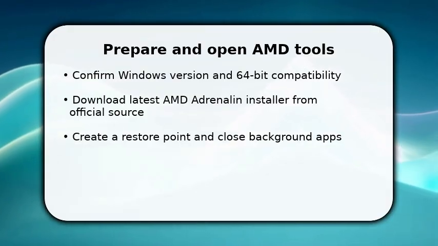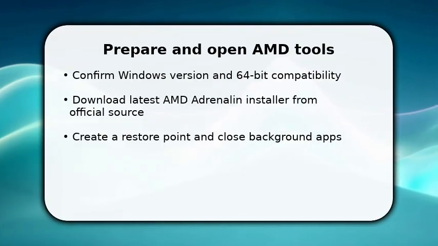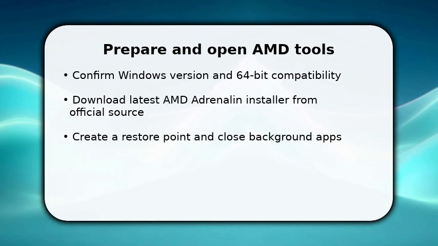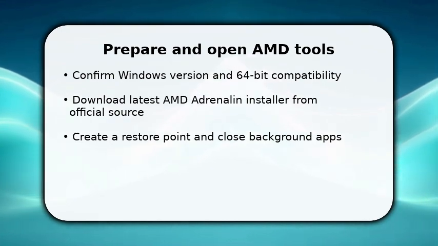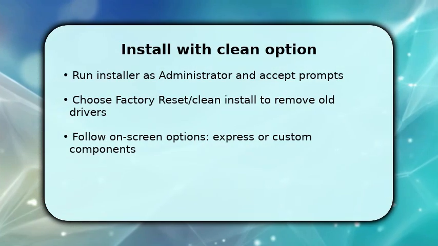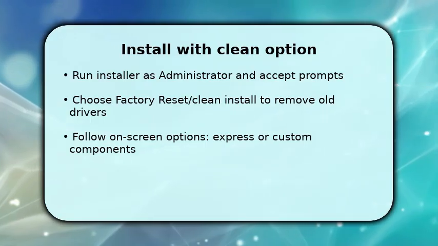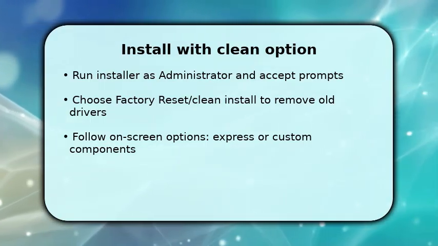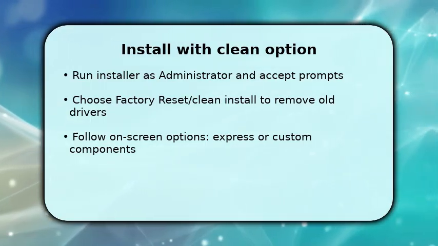You're already halfway. Now locate the downloaded file and right-click to run as administrator so the installer can update system files without permission errors. You'll see install options. Choose the clean or factory reset option to remove remnants of old drivers that can cause glitches.